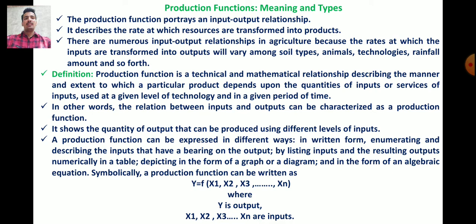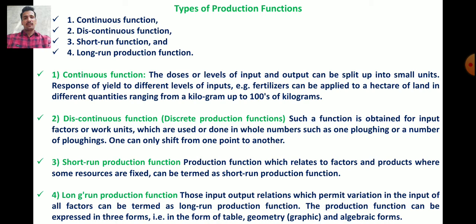Now next is types of production function. There are four types of production function. First one, continuous function. Second, discontinuous function. Third one, short run function. And fourth is long run production function. So these are the four types of production function. First one is continuous function.